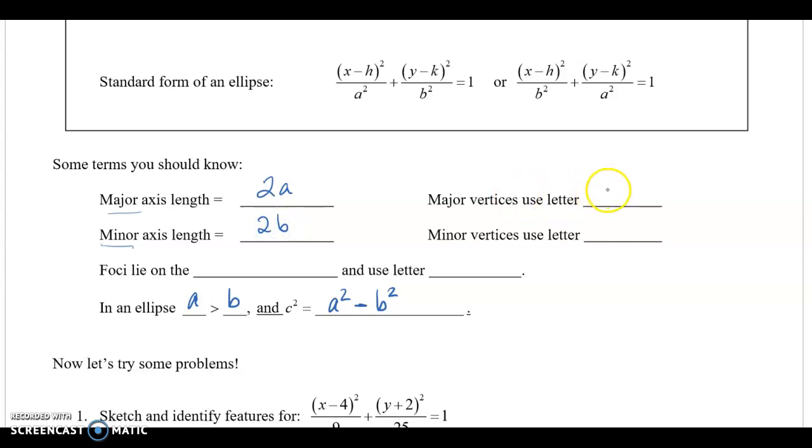All right, so major vertices use A, minor vertices use B. And then the foci lie on the major axis and use the letter C. The way that the foci are aligned is always on the major axis. Now, in the MyMathLab homework, it doesn't use major and minor vertices. It only asks for vertices, and that would be the major. Our book does not distinguish between major and minor. They just ask for vertices, so it's only asking for the two major vertices.